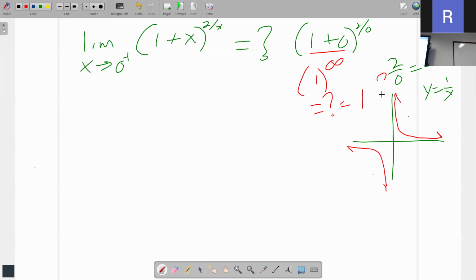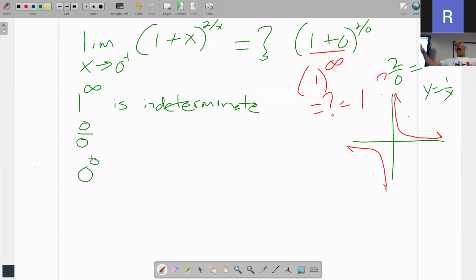In this case, I get 1 to the power infinity when I cheat. Just like 0 over 0, this is called an indeterminate form. It means I don't know what the answer is. So side note, 1 to the power infinity is indeterminate. Later in the course, we'll look at other indeterminates. We already know 0 over 0 is indeterminate. So is 0 to the power 0. And there's a bunch of other ones out there that at first glance might exist, might not.